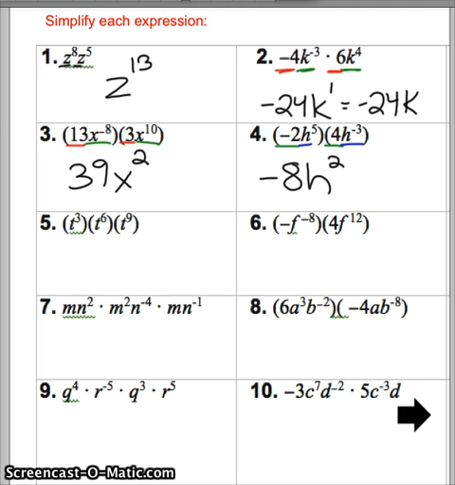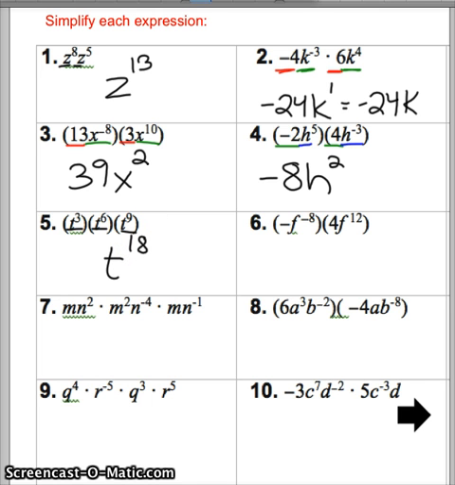When you're looking at your next one, we have t. All right, so 3 plus 6 gives us 9. Plus 9 gives us 18. So altogether, those give us a t to the 18.